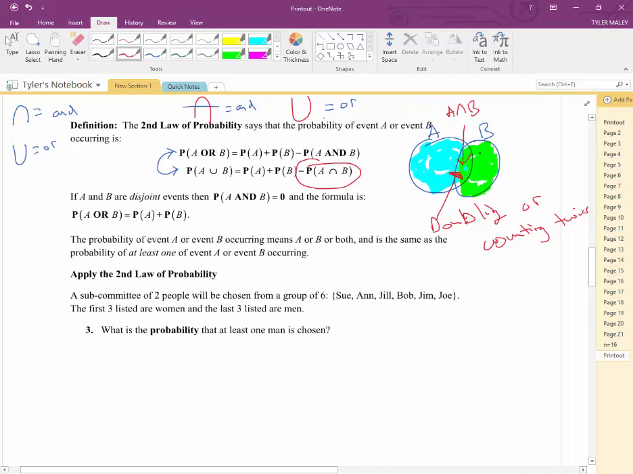Now, sometimes this intersection could be equal to 0. That means we have disjoint events, meaning they don't overlap. So if we have disjoint events, this part is 0, and we get just this equation.